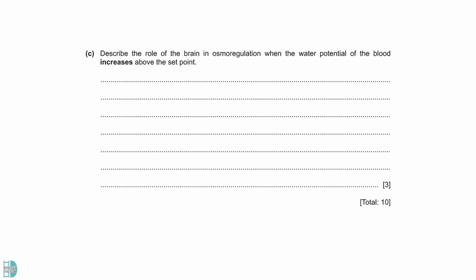C. Describe the role of the brain in osmoregulation when the water potential of the blood increases above the set point. To answer this question, you should describe how osmoreceptors work and how they lead to the reduction of ADH secretion. Osmoreceptors detect the water potential of the blood.